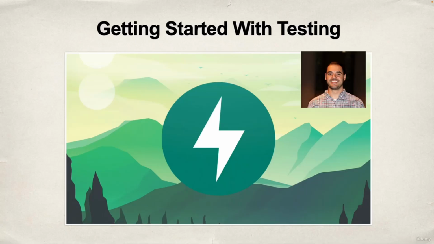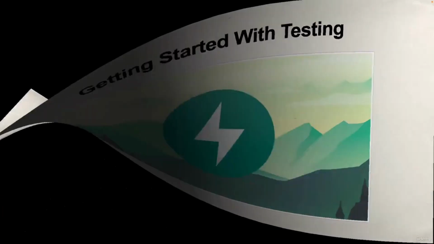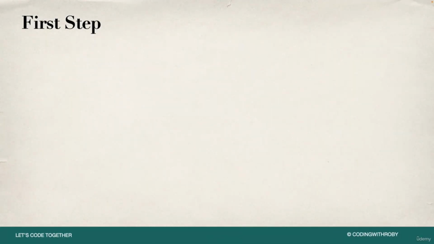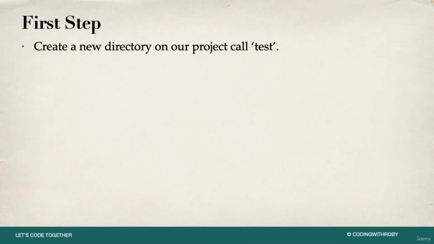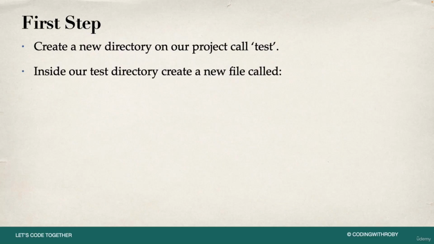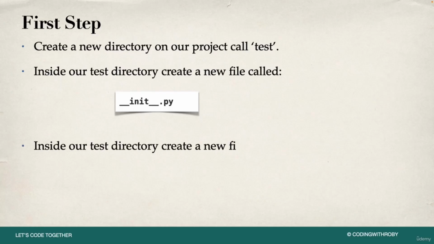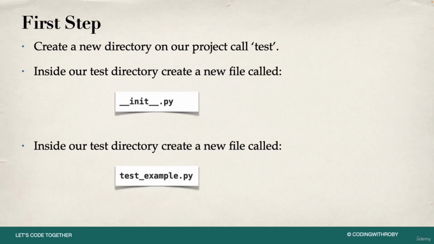Getting started with testing. So let's go over like kind of the first couple steps. Our first step in our application is create a new directory on our project called test. Inside this test directory, we want to create a new file, which is going to be our __init__.py file. We then want to create another file inside our test directory, which is going to be test_example.py.